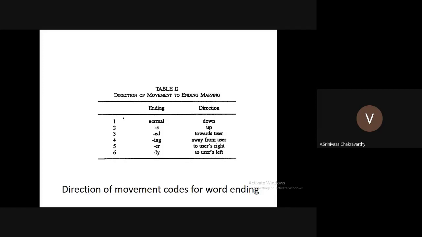If the hand moves downward, that's the normal case where there's no separate ending. If it is an S ending, then move it upwards. If it's an ED ending, move towards the user, towards yourself. If it's an ING ending, like present continuous tense, move away from the user. An ER ending is to the user's right, and an LY ending, like in quick and quickly, is to the user's left, and so on. So there are some conventions to indicate the word ending.